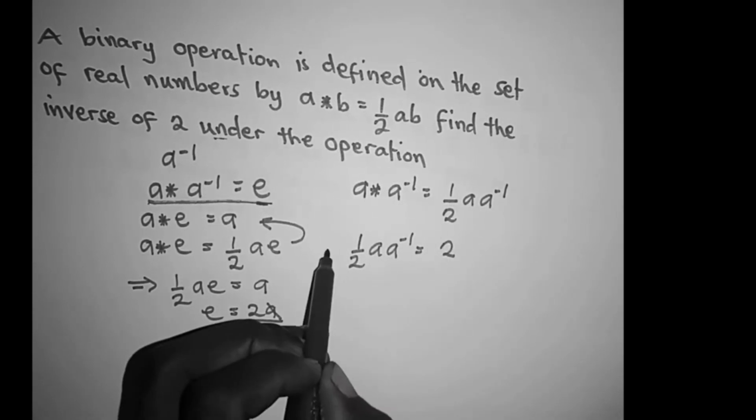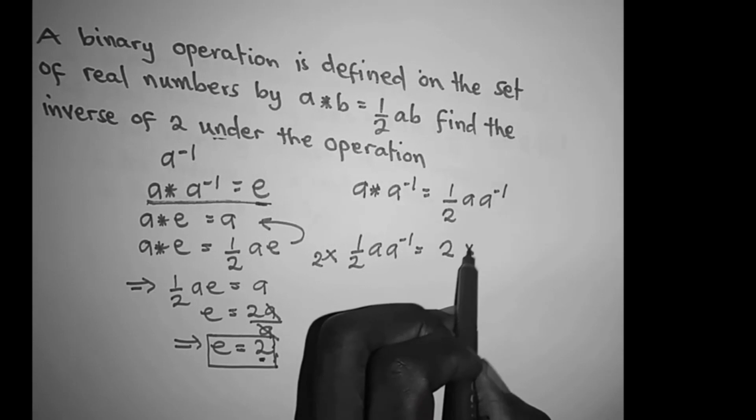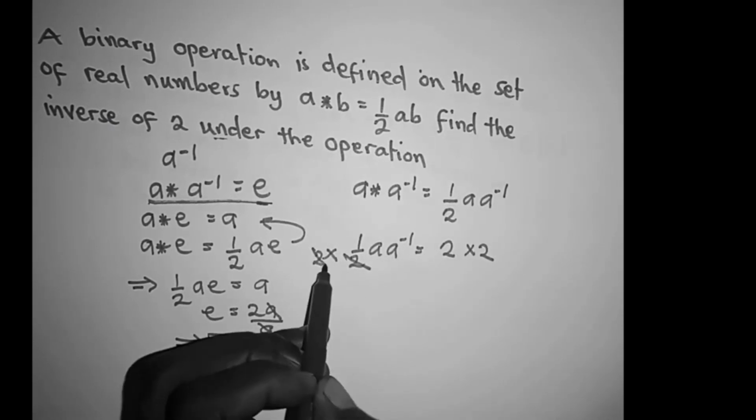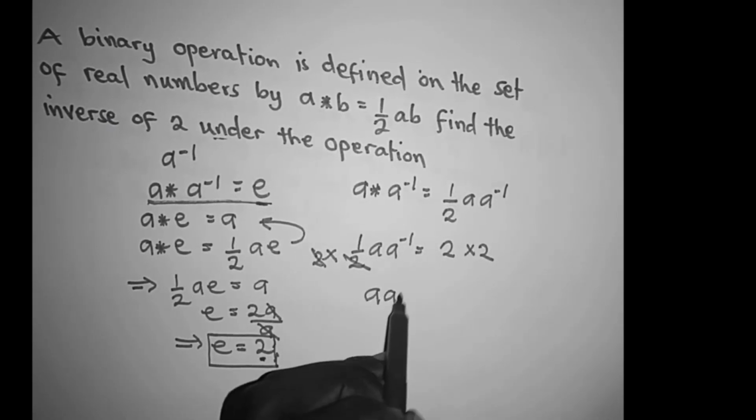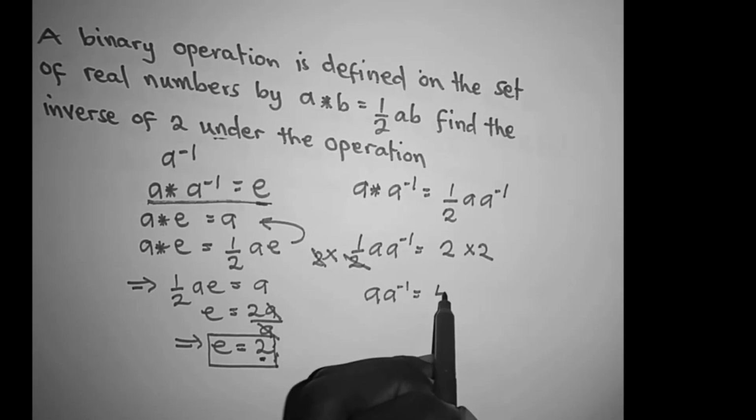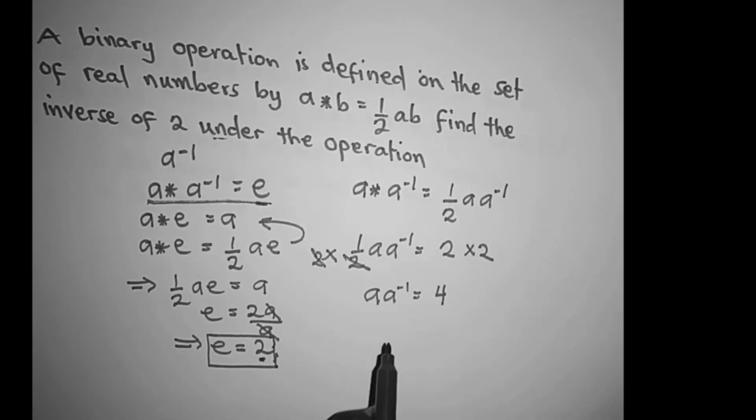So we multiply both sides of the equation by 2. So these 2 and these 2 cancel. So A inverse equals 4. So A inverse equals 4 over A.